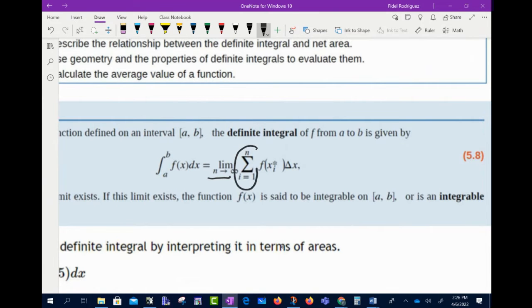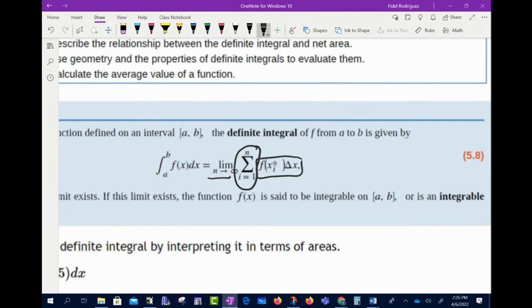Does anybody remember what this symbol is here? The sigma, but what does it mean? It means I'm doing what? We're adding, right? So look what we're doing. We're doing an infinite sum, okay? Of f of x star sub i, delta x. Okay, so let me explain what this part means.